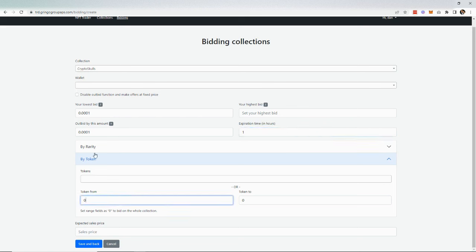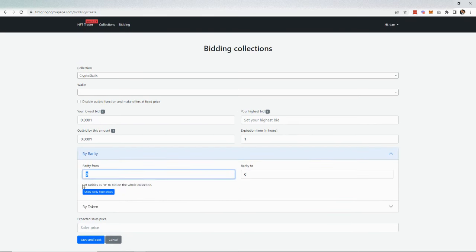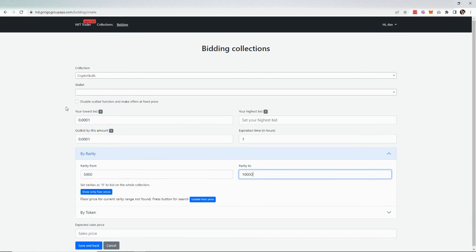You can bid by token range or by rarity. If you subscribe to a bronze tier, you have access to the by token range. And if the collection has 10,000 tokens, you basically can just leave it at that and it will bid on everything in the collection. If you have the gold tier by rarity, you can actually put in, I only want to bid on the most common ones. So that would be 5,000 to 10,000.